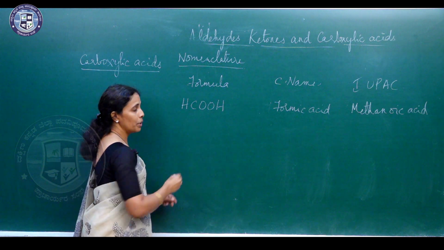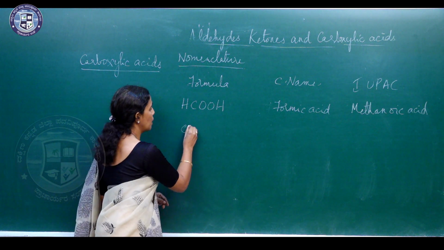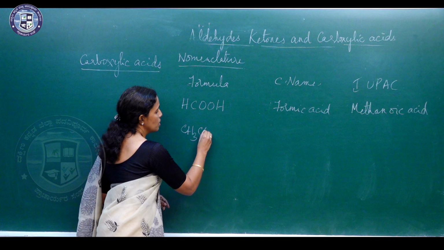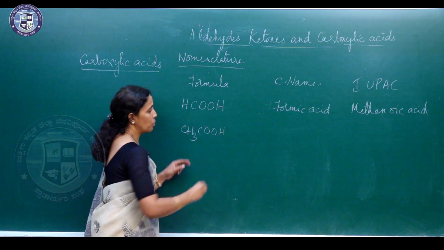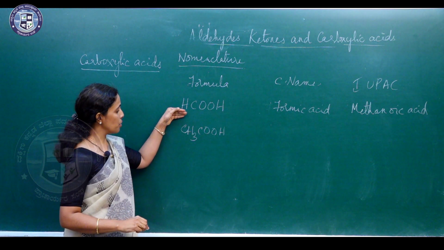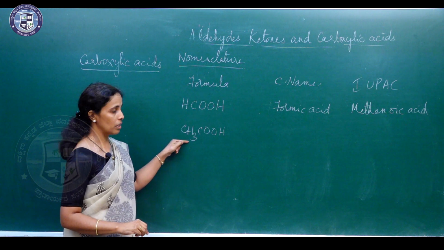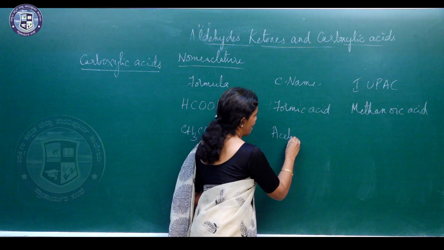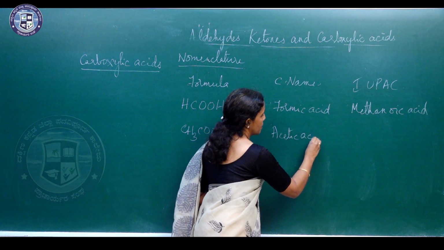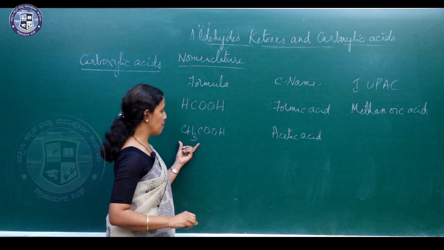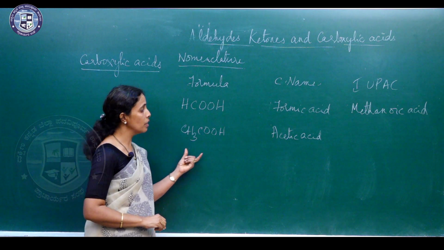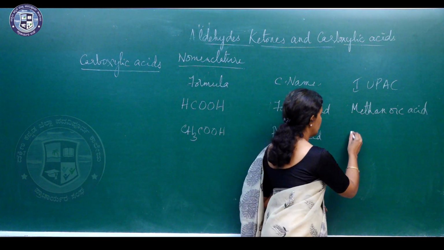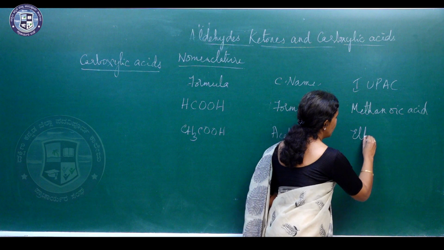The next member of the series is acetic acid, CH3COOH. You know how to write a homologous series: you just add a CH2 group to this and you get the next member of the series. The common name is acetic acid, and since this has two carbon atoms in it, it has to begin with ethane.